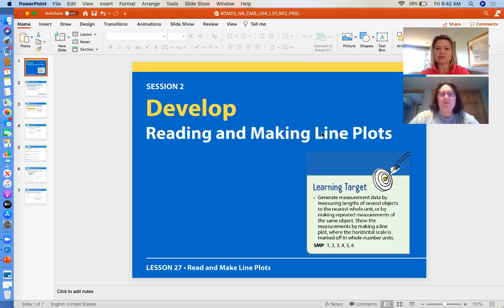This time we are doing session 2. Today we're going to be focusing more on reading and making line plots. We're going to use that data and plot it on a line. We're going to have to decide which number to start on, which number to end on, and how to label those line plots. So it's going to be very important to pay attention today and make sure that we know exactly what to put on that line plot.